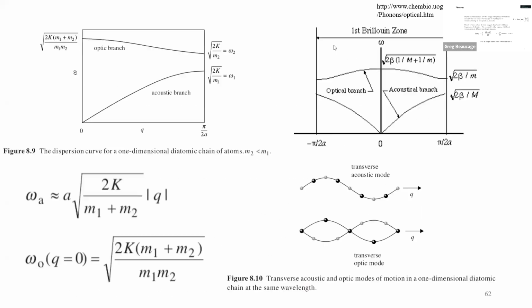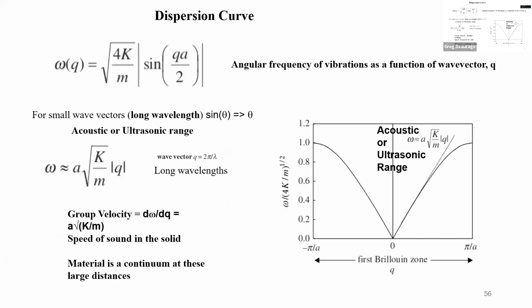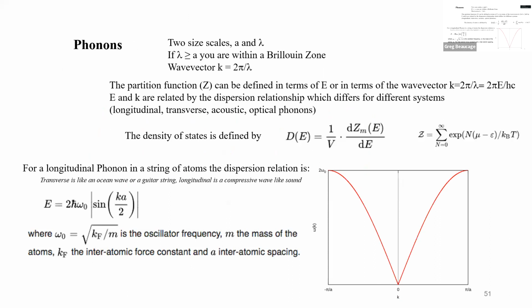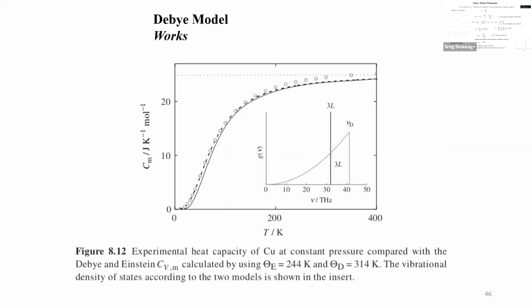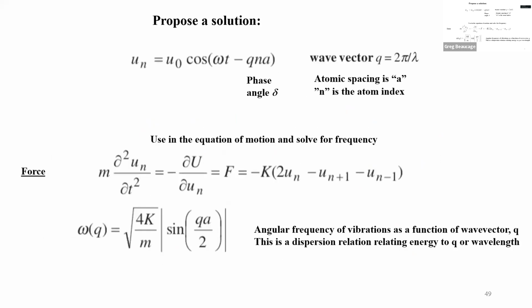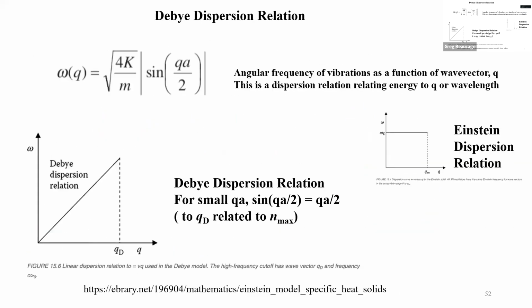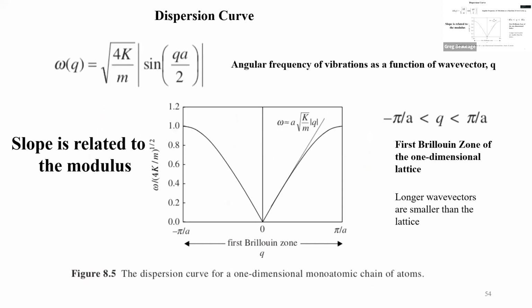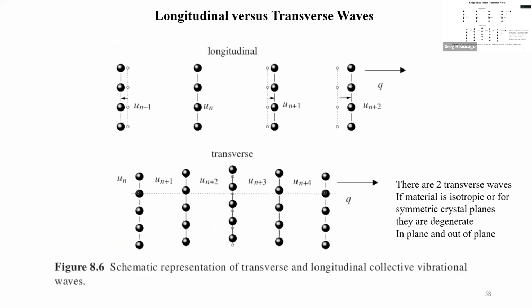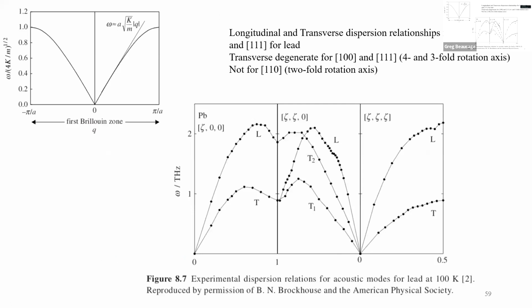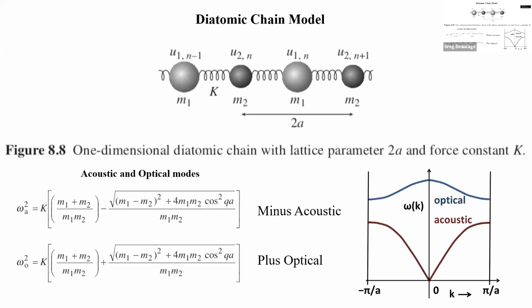Let me go back in time. Somewhere here it talks about the constraints to get the Debye model. Dispersion curve. This is just showing what longitudinal and transverse waves look like. This is that equation.